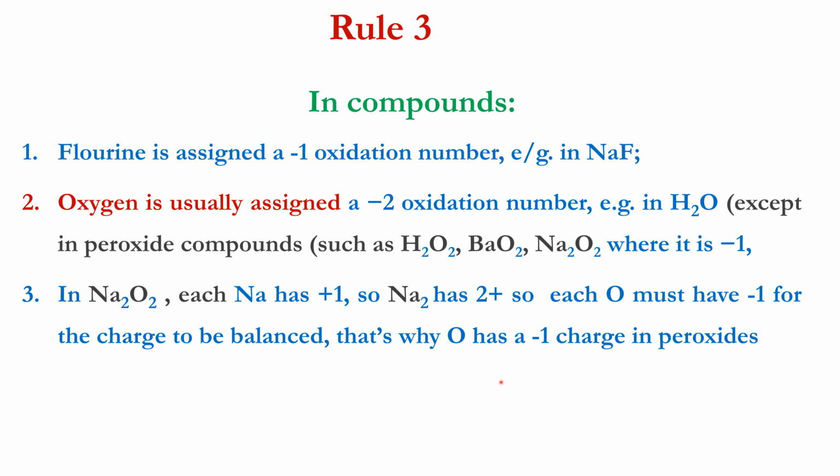So a peroxide is any compound that contains an oxygen to oxygen single bond. So only in peroxides is oxygen assigned an oxidation number of -1. And the reason is to balance the charge of the compound to be 0, because you want the overall charge of the compound to be 0. That's why oxygen in any peroxide like BaO2 or Na2O2 is assigned an oxidation number of -1.